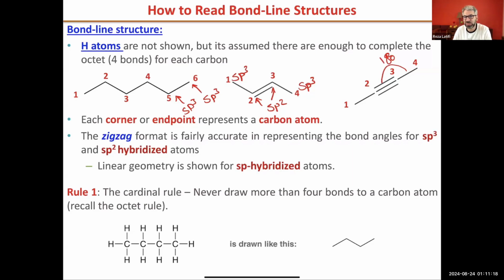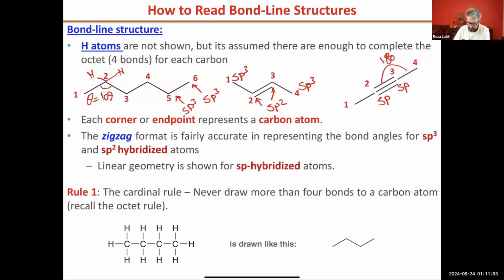Now why do we use the zigzag model? A zigzag model is trying to tell you that the bond angle for a carbon that has tetrahedral geometry is around 109. Still, you can use it when it's sp2. It's not perfect, but it's fine, and it will still be good enough. But when it comes to sp hybridization, you have to draw it as linear.